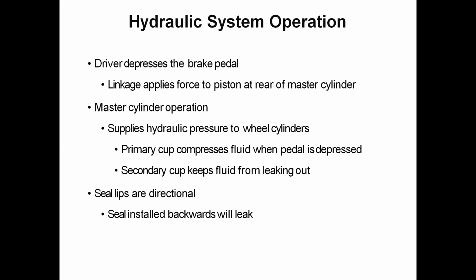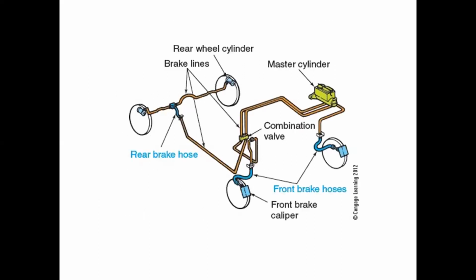There is a master cylinder operation which supplies the hydraulic pressure to the wheel cylinders. The primary cup compresses fluid when the pedal is depressed. The secondary cup keeps fluid from leaking out. Its seal lips are directional. A seal installed backwards will leak. So there is a master cylinder. Whenever the foot pedal is pressed, the fluid is passed through the master cylinder braking lines. There is a combination valve, front brake hoses, front brake calipers, and rear brake hoses.